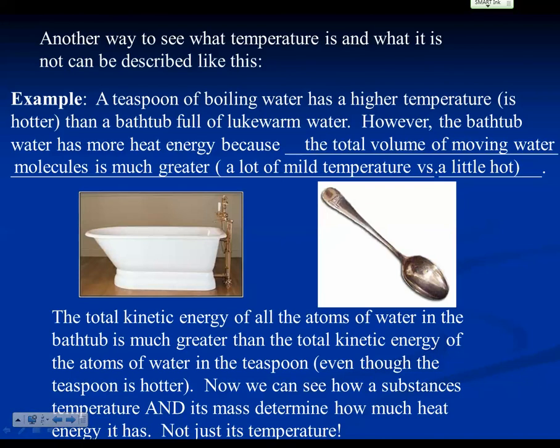The total kinetic energy of all the atoms of water in the bathtub is much greater than the total kinetic energy of the atoms of water in the teaspoon. So the temperature of the teaspoon is hotter, but the energy is less than in the bathtub, which is cooler. So now we can see how a substance's temperature and its mass determine how much heat energy it has. It's not just the temperature, it's how much stuff is at that temperature. That matters.